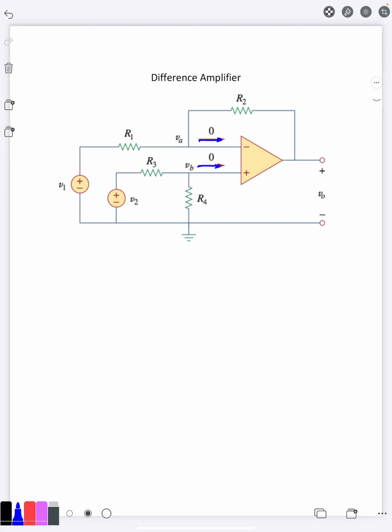Now, unlike a lot of op-amp problems, we don't immediately know the positive or negative voltage. Neither one's hooked to the ground. Neither one's hooked up to a voltage source. So we are not going to be able to just use that to get our answer right away. We're going to set up some equations here.